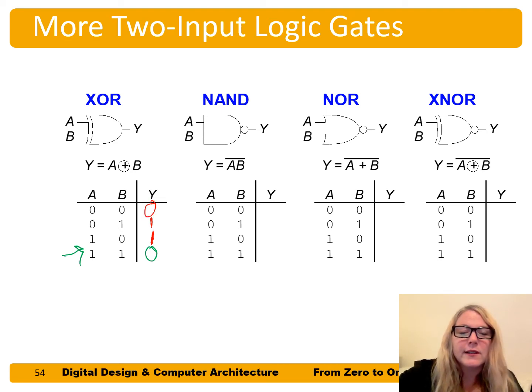Okay, so exclusive OR differs from OR in that exclusively one of the inputs can be 1 to make the output 1. So here we have B being 1 but not A, and A being 1 but not B.